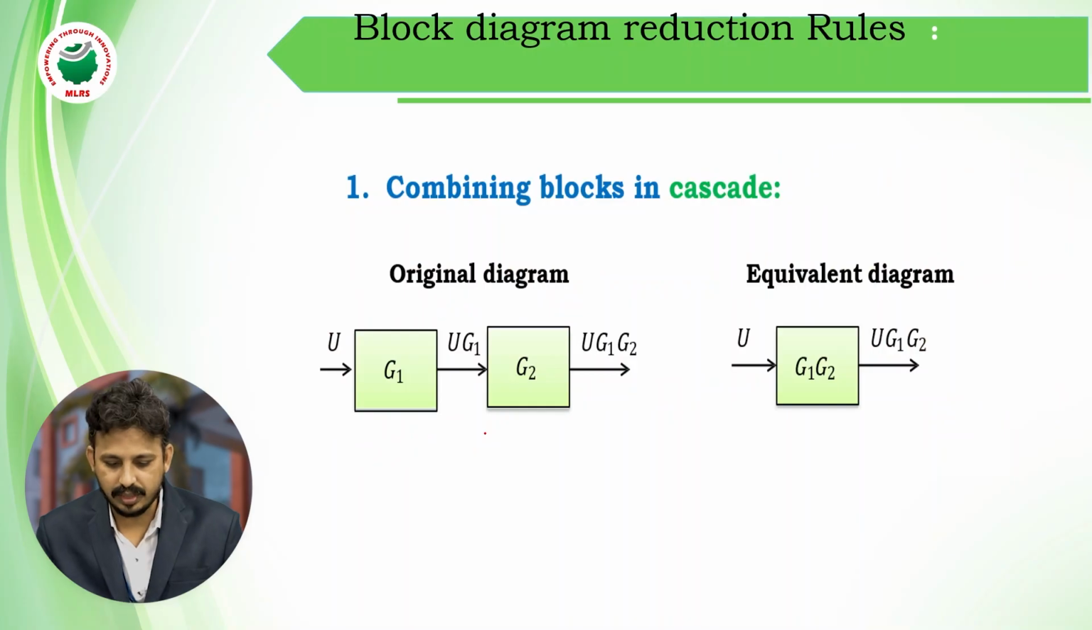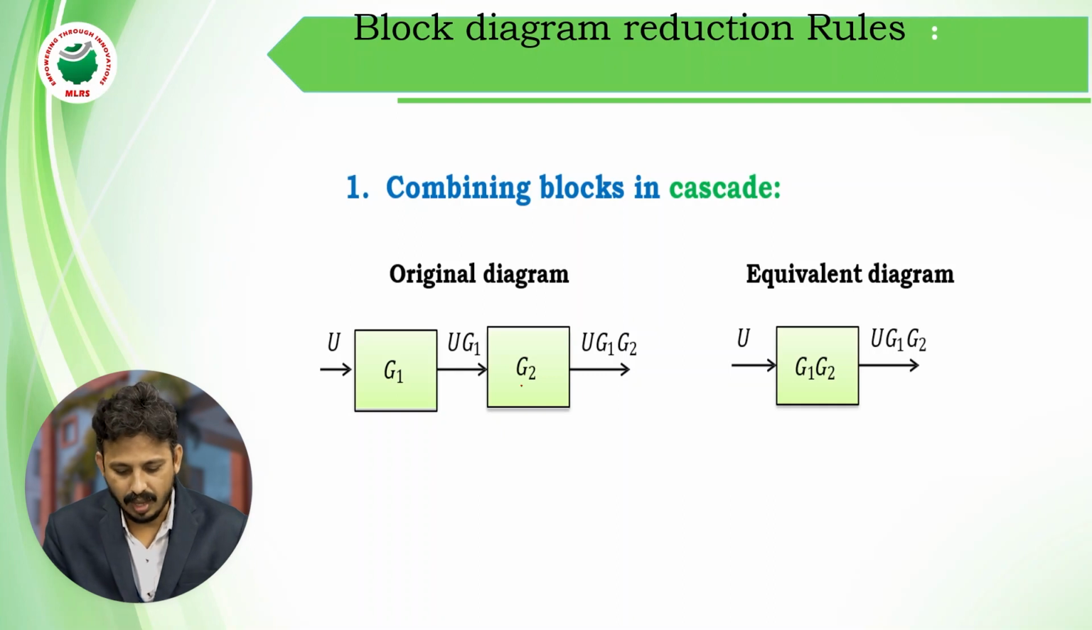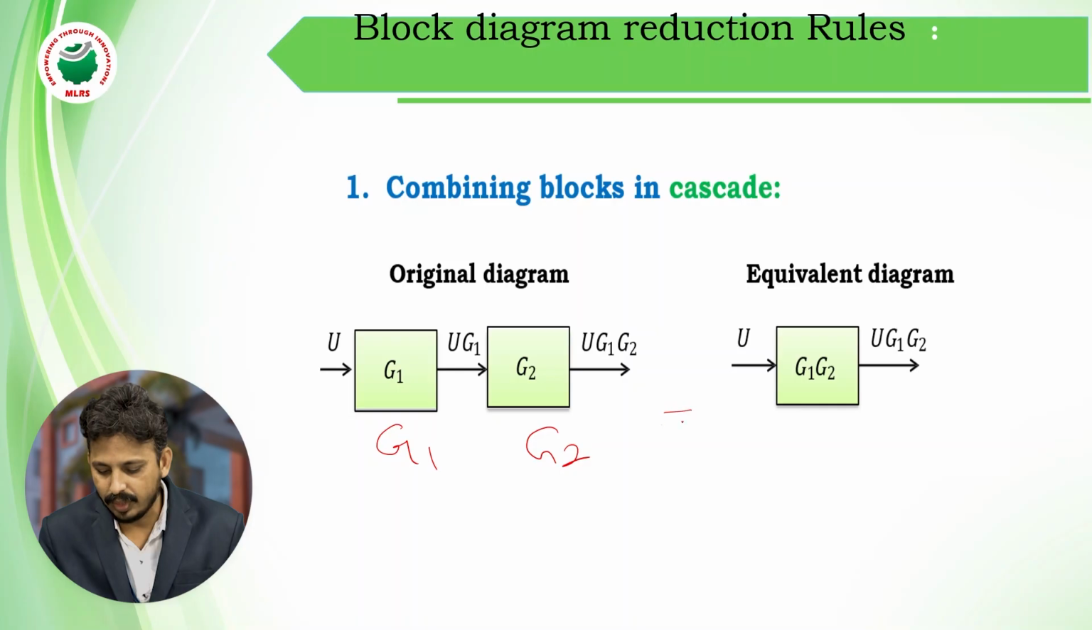So the first rule is combining blocks in a cascade. As we have discussed earlier, I am combining two blocks which have gains of G1 and G2. These two blocks are connected in cascade mode. So our overall equivalent block is G1 into G2.